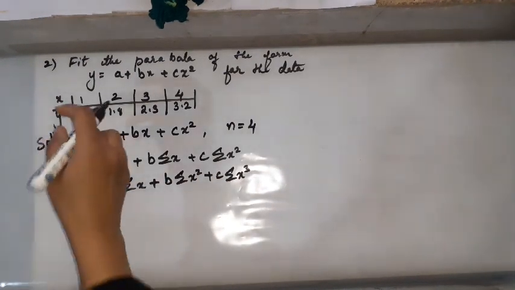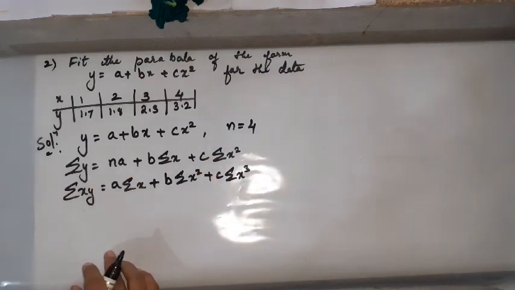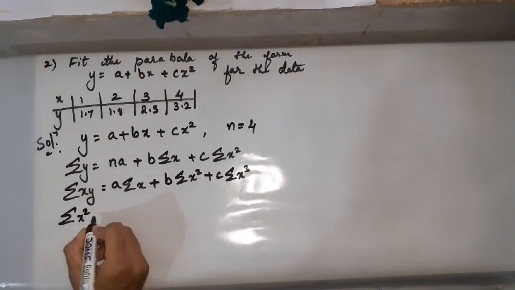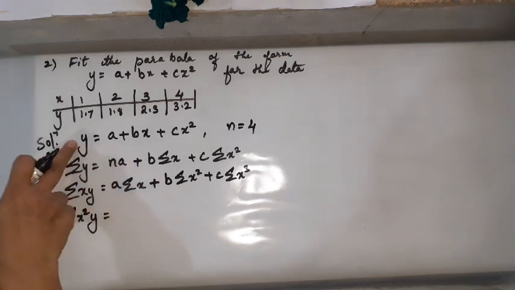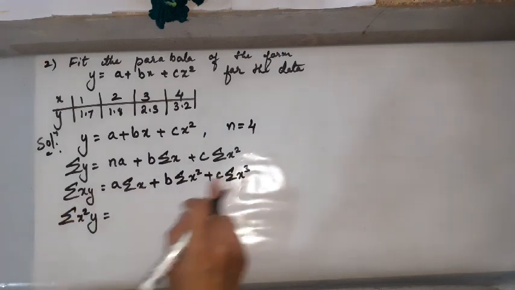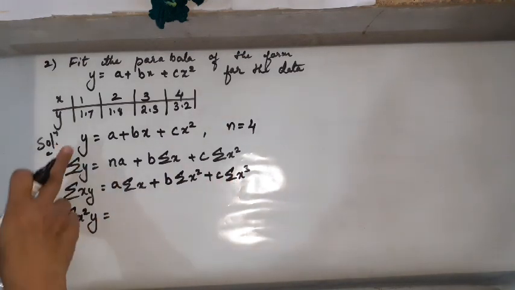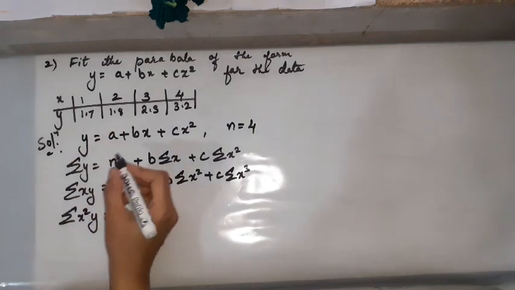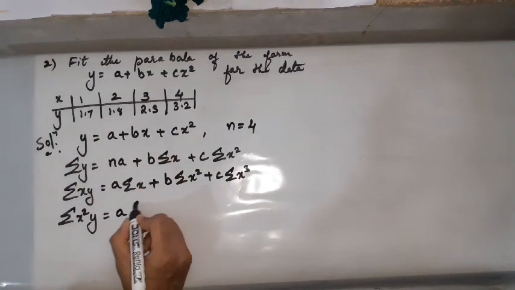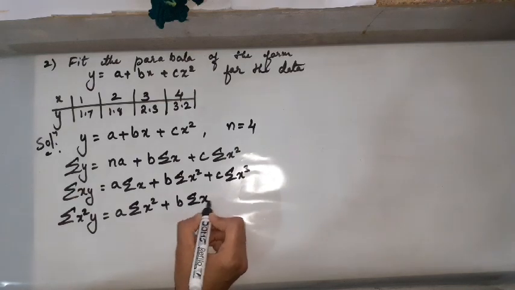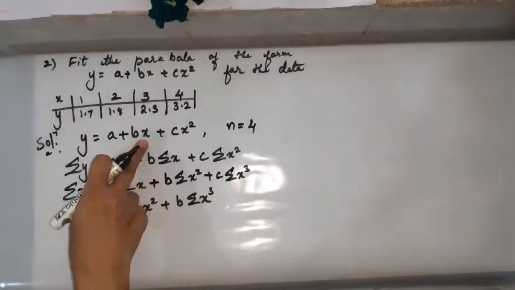Finally, you need to multiply one more x to it because you need 3 normal equations. It becomes summation x square y is equal to, see, you are multiplying x square to the original equation. Earlier we had multiplied a single x. Now you will multiply x square. So it will become summation x square y is equal to a summation x square plus b summation x to the power 3 here, because it is earlier.